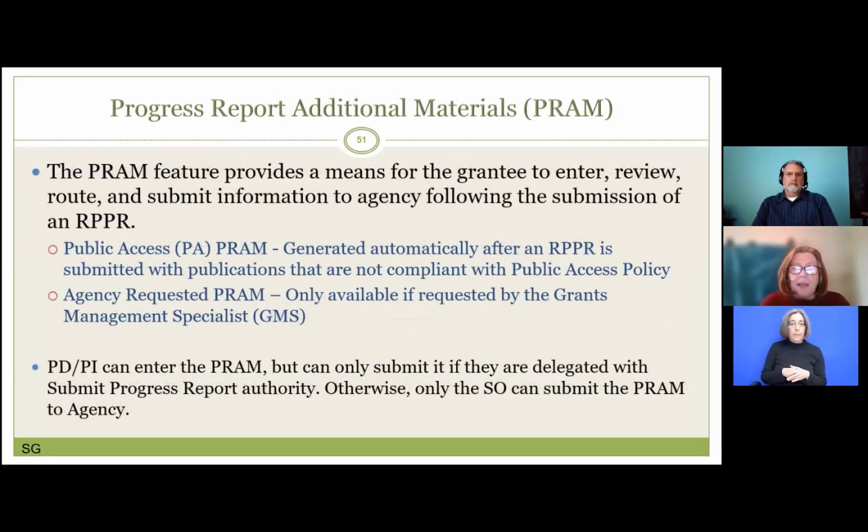If you submit and then there's more data needed, we have something called a PRAM, which is progress report additional material. If you submit with public access publications that are not compliant, it's going to be required that you get them compliant and submit a PRAM. If the agency sees something in your report that they want some more information on, they may open up the PRAM and ask you to submit more information.